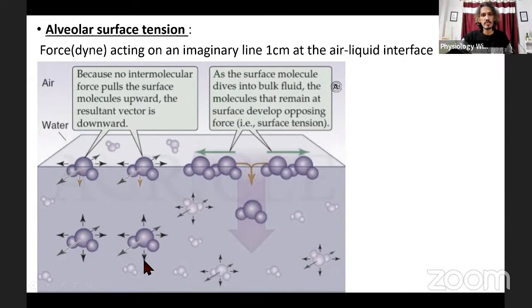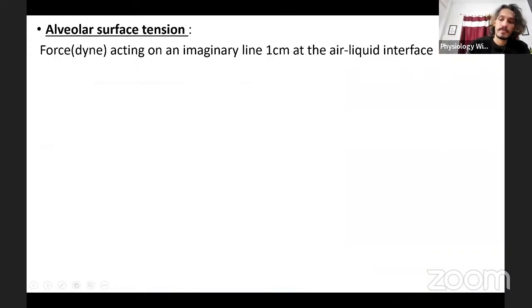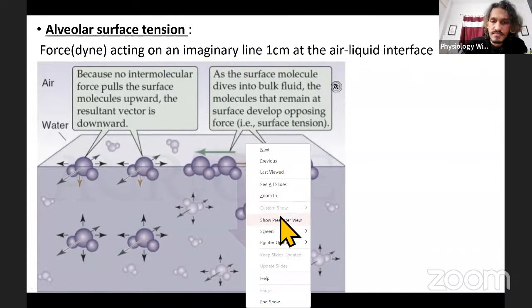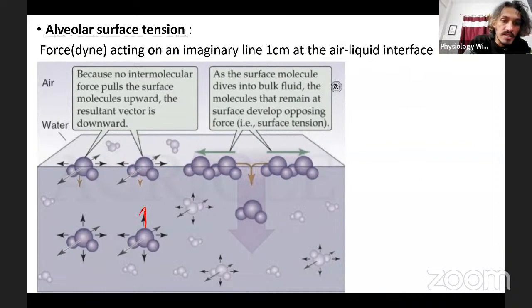This molecule over here is pulled in all directions. So can you see here? This is being pulled in all directions. Here, this is being pulled here, this is being pulled here, this is being pulled here. Every direction is being pulled equally.